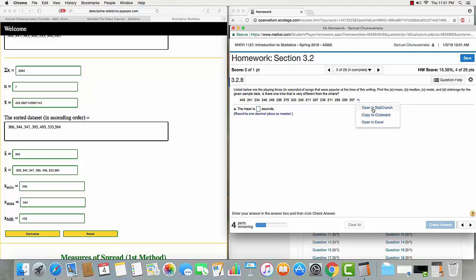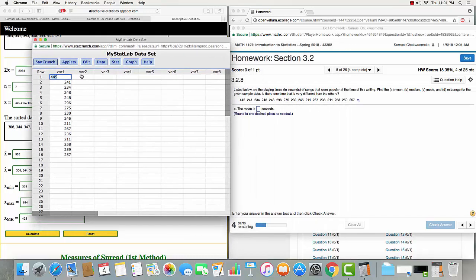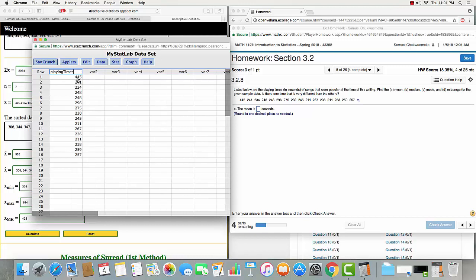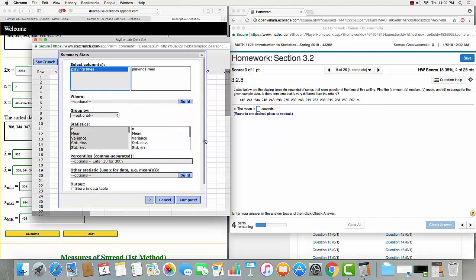So we click here, open StatCrunch. And this bar one, I'll just write playing times. I didn't put any space for the variable. So playing times, I go to stats, summary stats, columns, playing times. I need mean, so I hold the command key down. The next one is median. I scroll down till I see median, I click on it, still holding the command key down. Then I click merge, and then for mid-range, I need the minimum and maximum to get the mid-range. Then I release the command key, and I click compute.